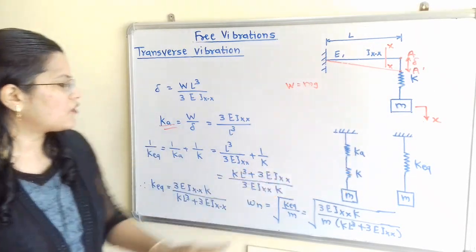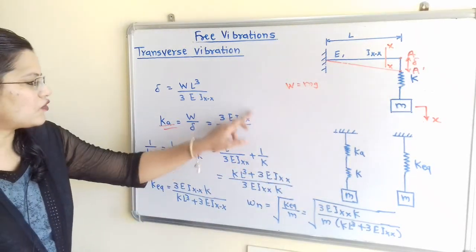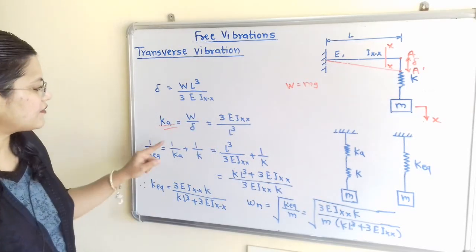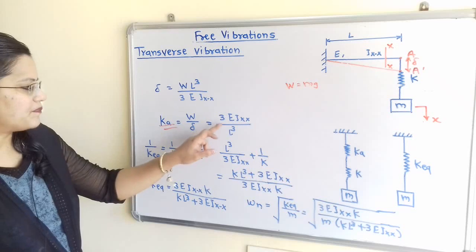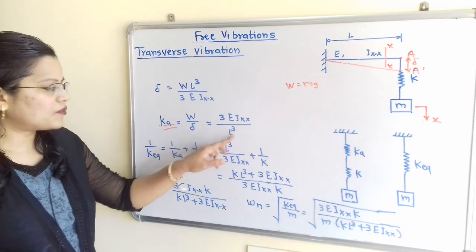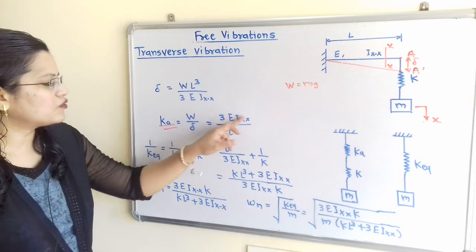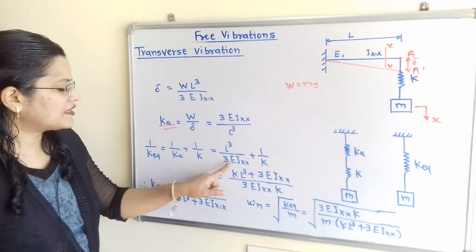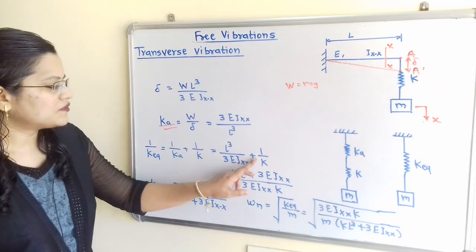Now what is the value of Ka? Here is the value of Ka. When we take the reciprocal of this Ka, we get 1 by Ka. So we write the denominator in place of the numerator and the numerator in place of the denominator, that is L cube divided by 3EIxx, plus 1 by K.